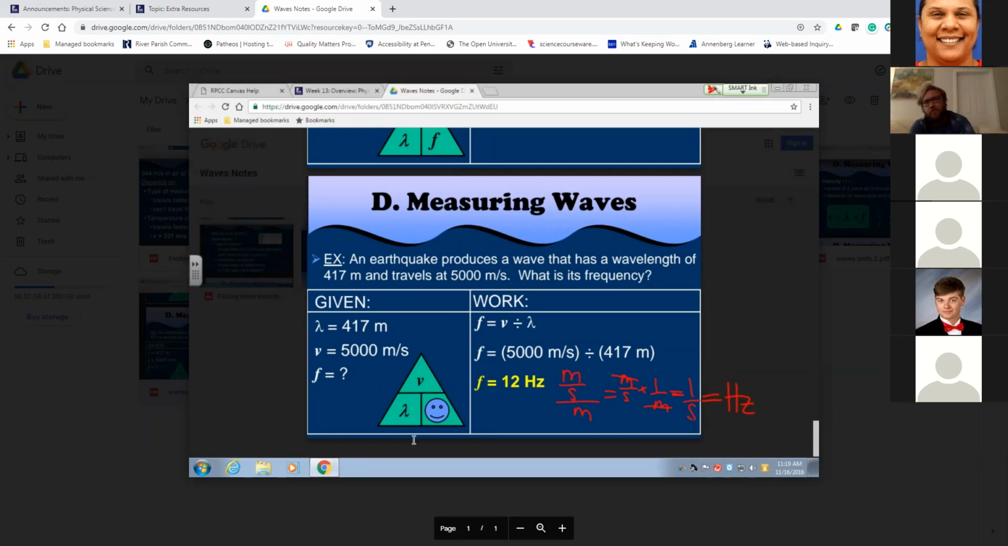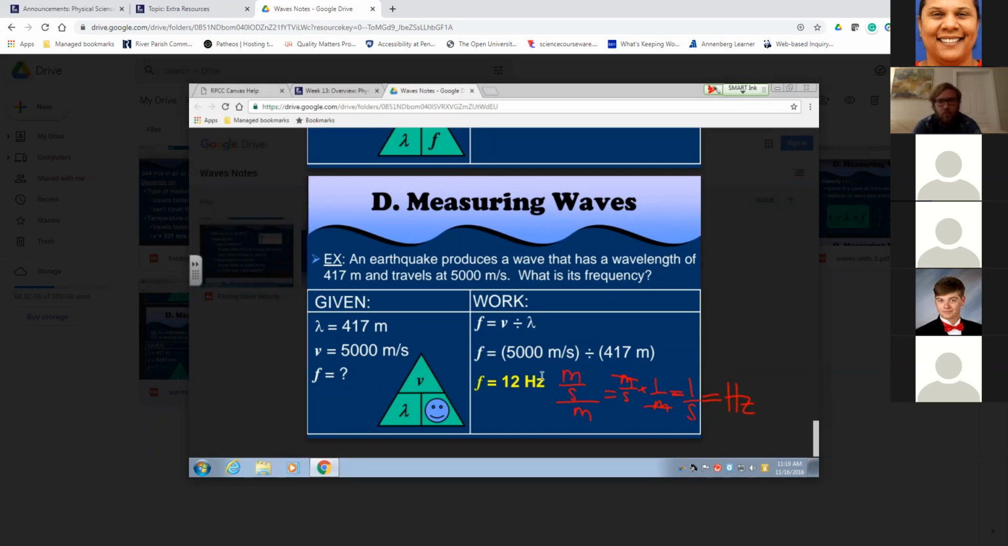And here's my handy dandy problem solving pyramid. If I want to find frequency, I cover it up. That's what the smiley face represents. You always cover the variable you're looking for. And then it tells you you have to divide the speed by wavelength. Well, I know that because speed is on the top, wavelength is on the bottom. So 5,000 meters per second divided by 417 meters. So you can do the number part using a calculator. That gives you 12.